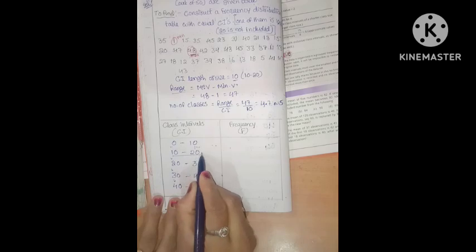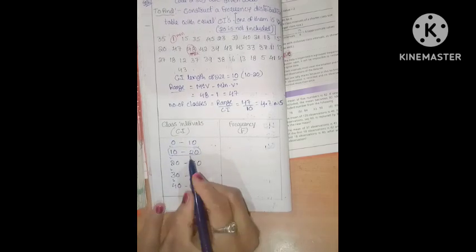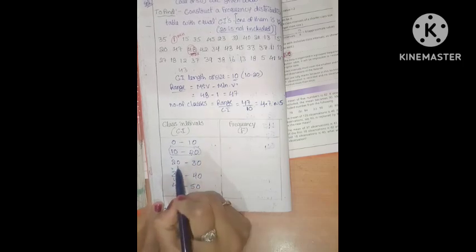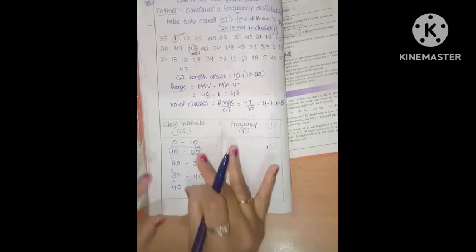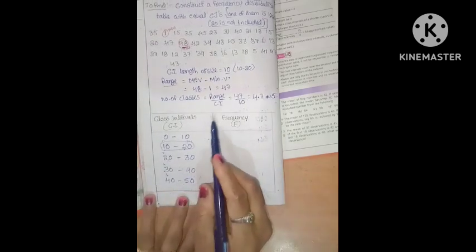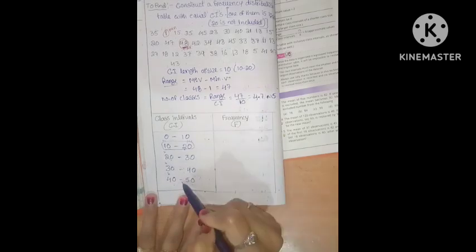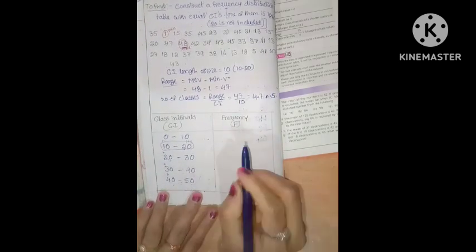Next, the class intervals given in the question are exclusive, so 20 is not included. Is it exclusive or inclusive? Exclusive class intervals. How many class intervals are there? 1, 2, 3, 4, 5. Five class intervals, up to 50; 40 to 50 is the last.